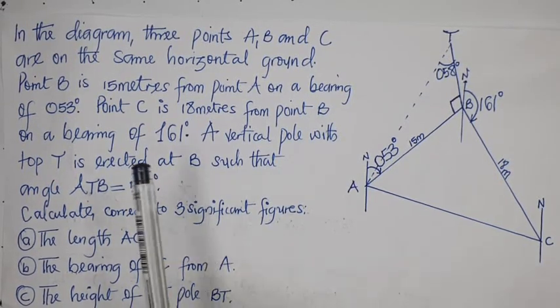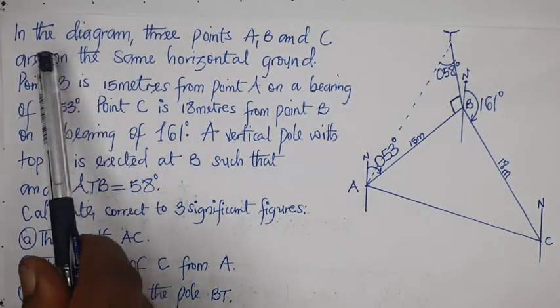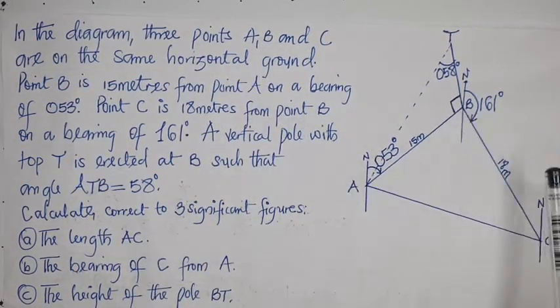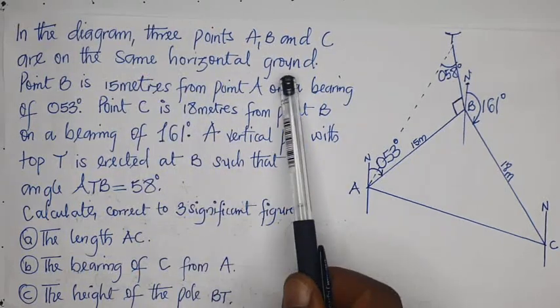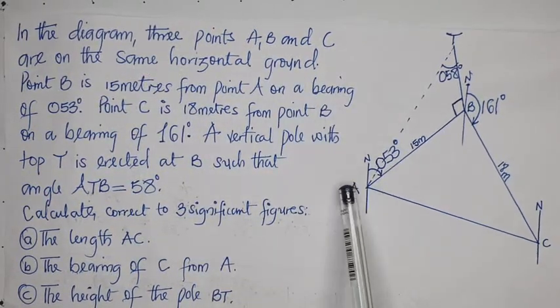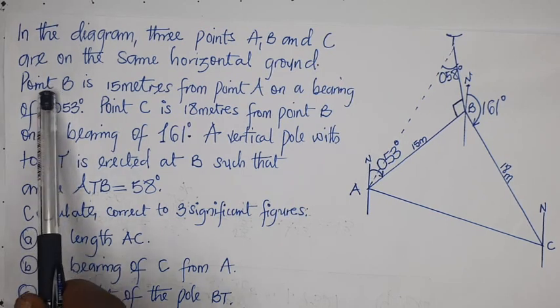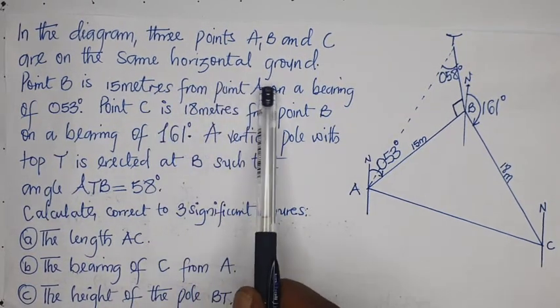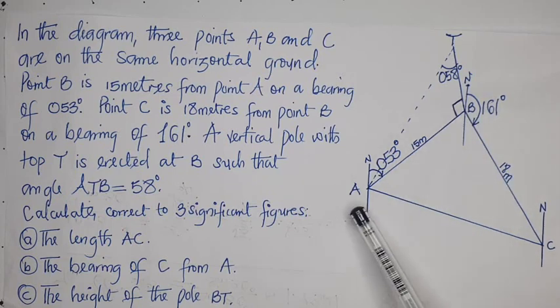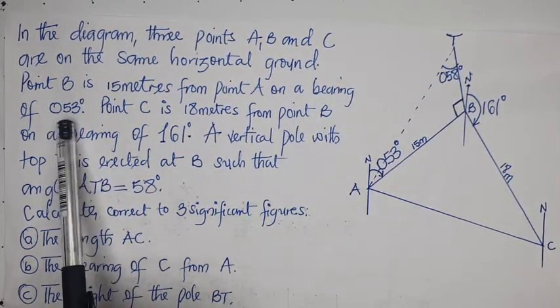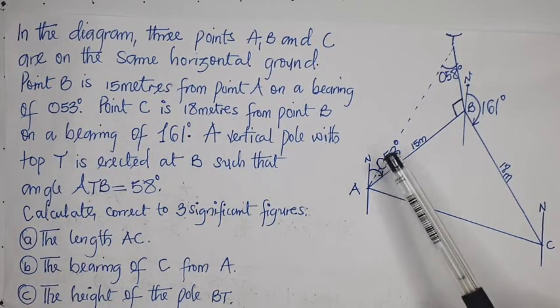So the question for today is a bearing question. The diagram you find here has 3 points A, B, C, but all of them are on the same horizontal ground. Point B is 15 meters from point A, on a bearing of 53 degrees.